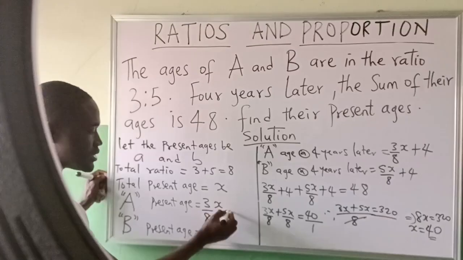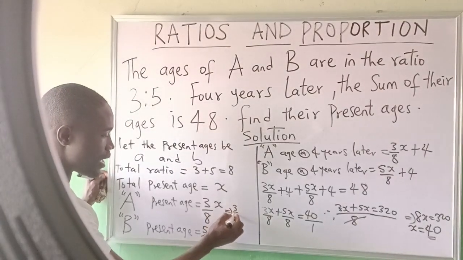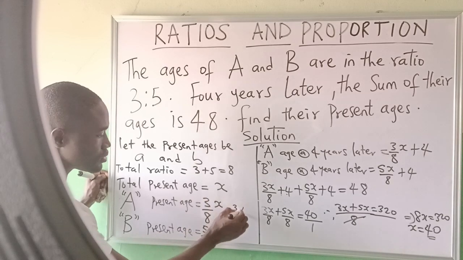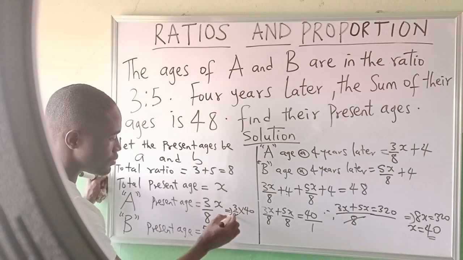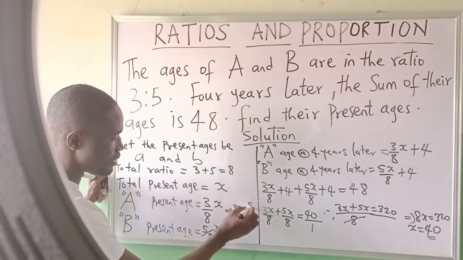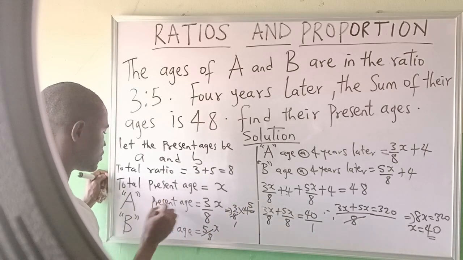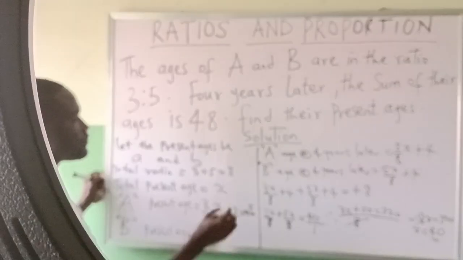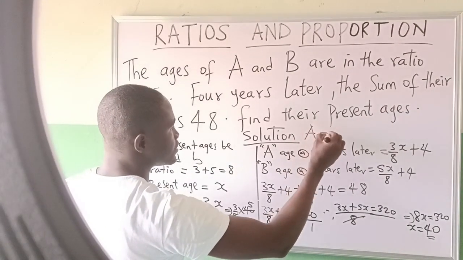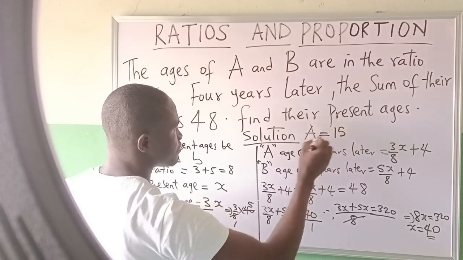So how do we get it here now? 3/8 times 40. 8 here 1, 8 here 5. 5 times 3, we have 15. So A's present age is 15. A is equal to 15 years.